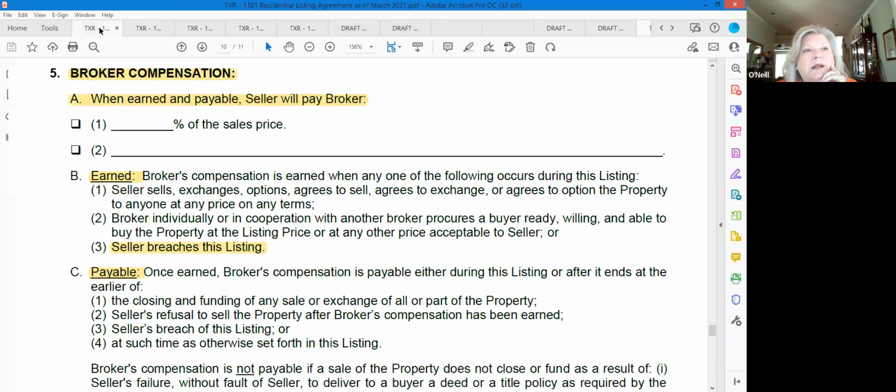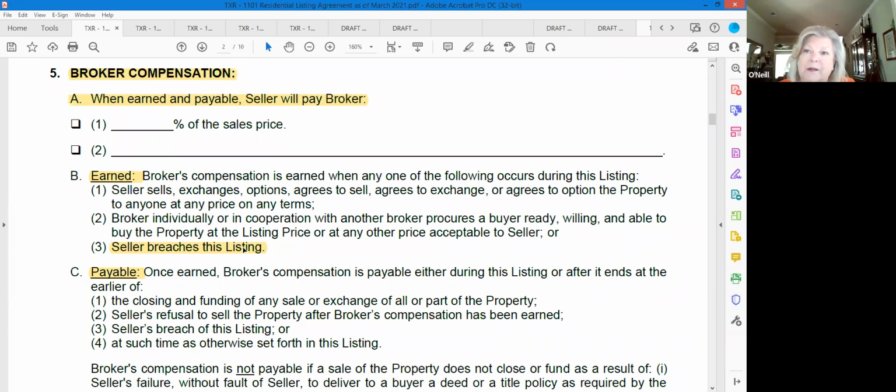The first one is in our listing agreements for sale, and it's involved with broker compensation. It talks about when our compensation is earned and payable. It's earned when the parties sign a contract. It's payable upon closing and funding, or it's earned if the seller breaches this listing.